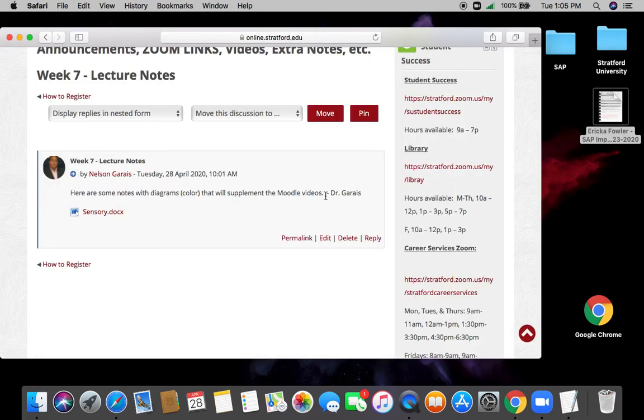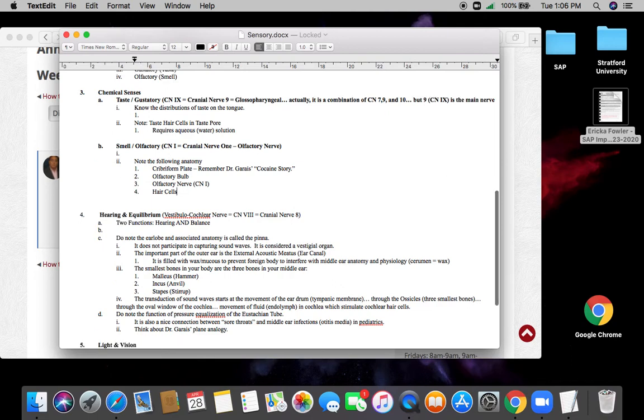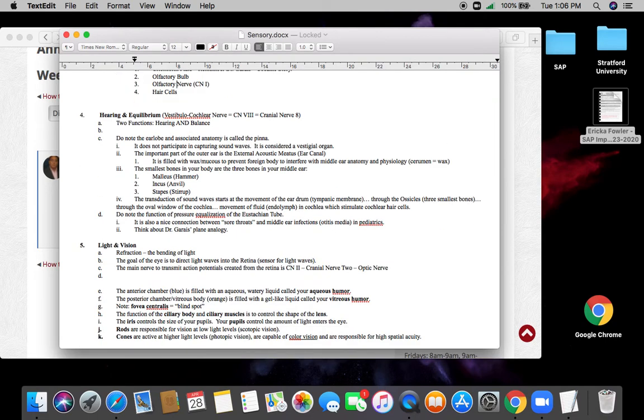All right, so let's look at hearing and equilibrium. And all of this is in the notes, but if you look at the actual Microsoft Word document, there are pictures in it. I'm curious, where are my pictures? Oh, well, since it's just preview mode, it doesn't show all the pictures.